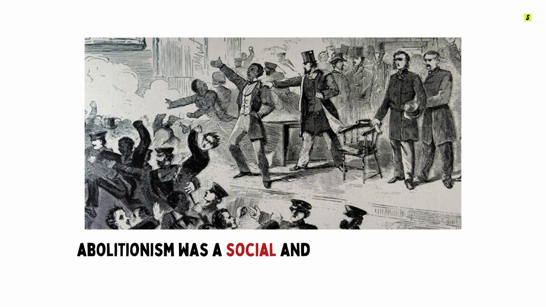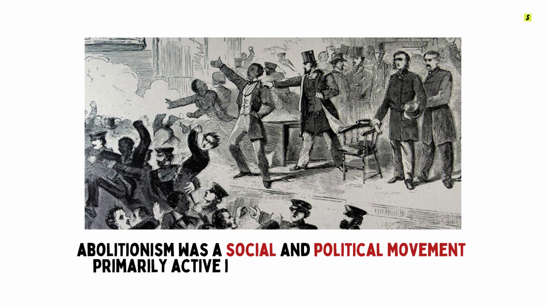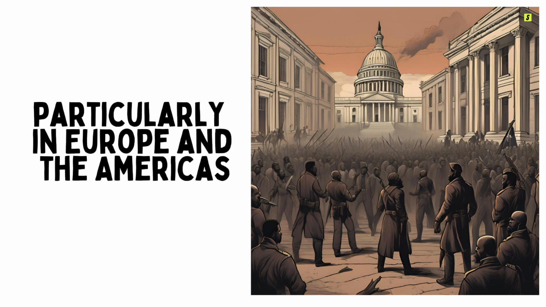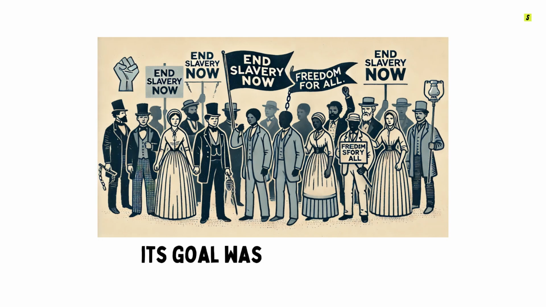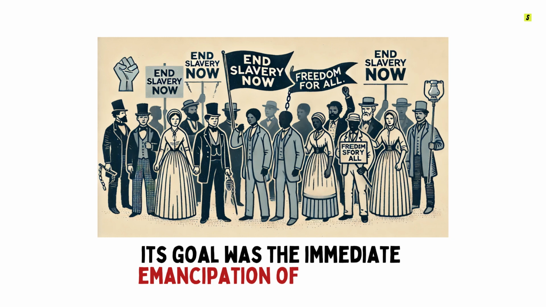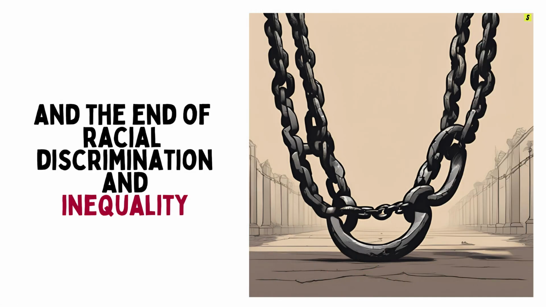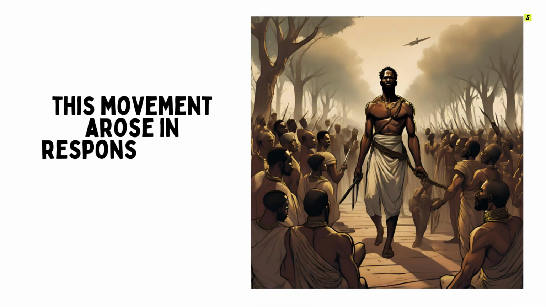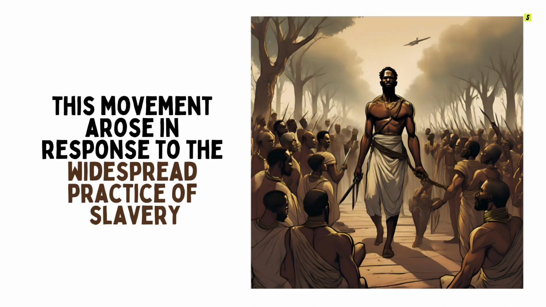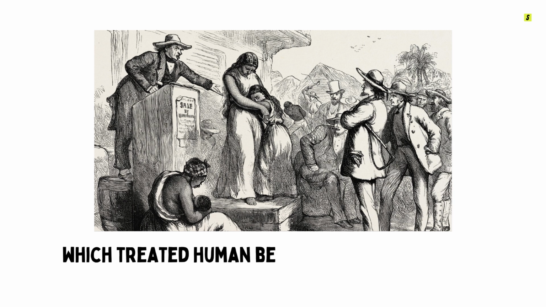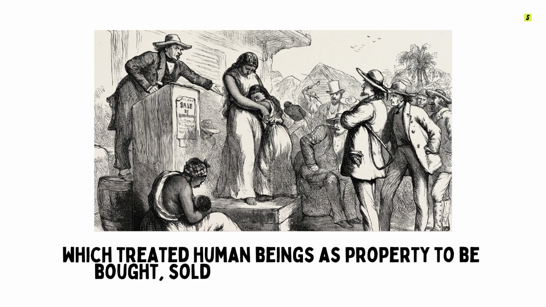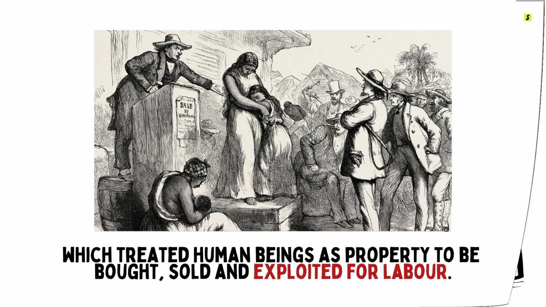Abolitionism was a social and political movement primarily active in the 18th and 19th centuries, particularly in Europe and the Americas. Its goal was the immediate emancipation of all slaves and the end of racial discrimination and inequality. This movement arose in response to the widespread practice of slavery, which treated human beings as property to be bought, sold, and exploited for labor.